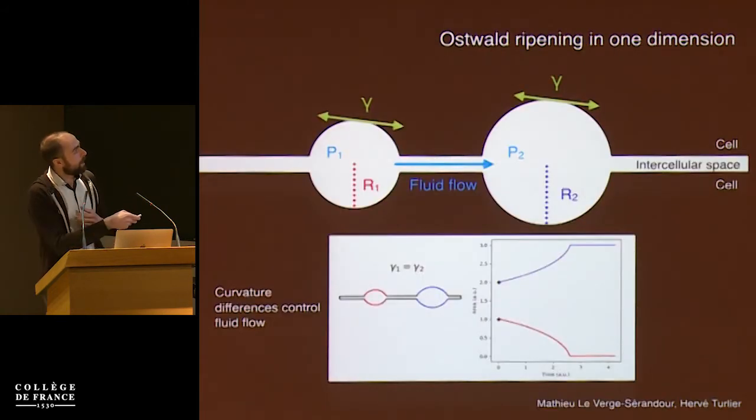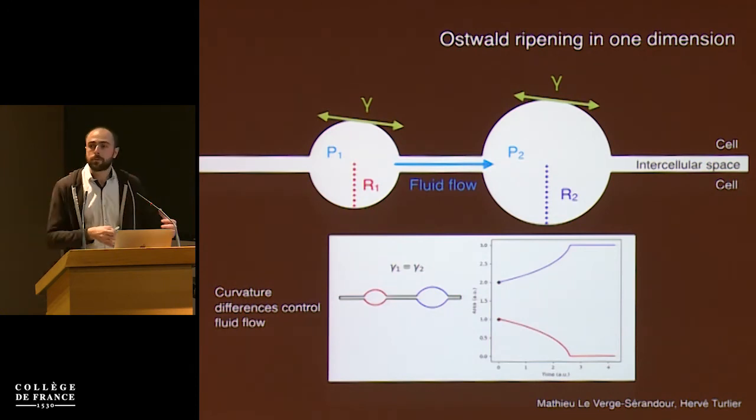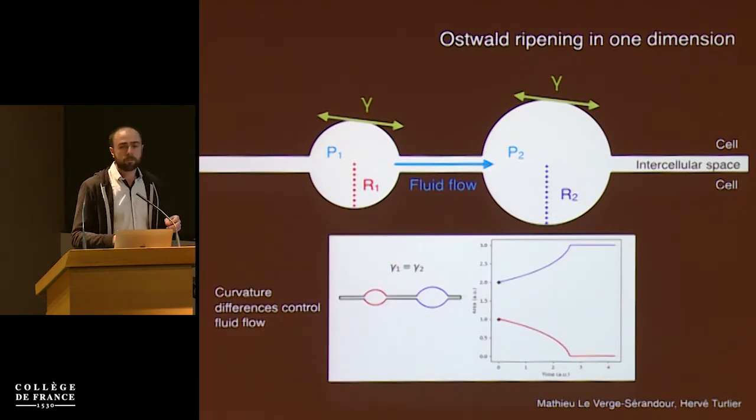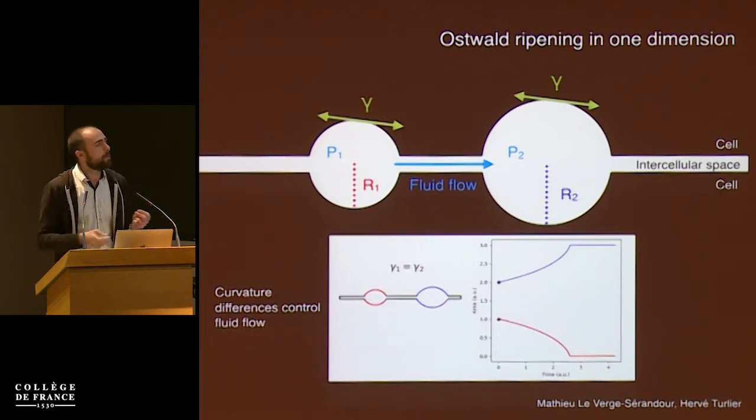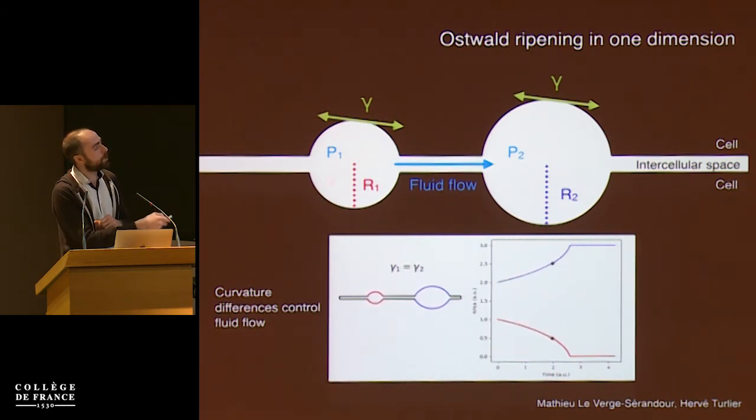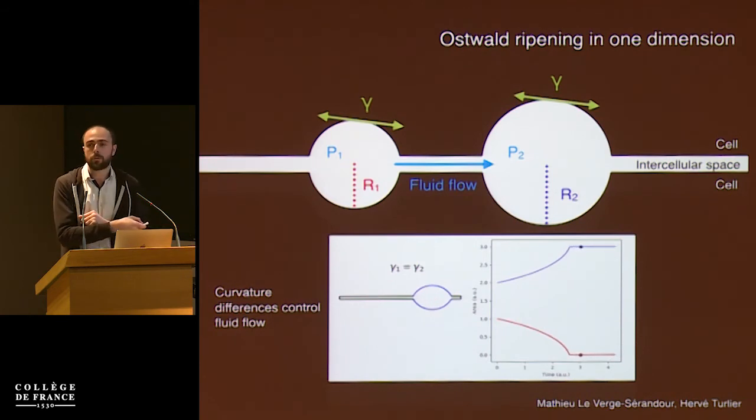So now if you can allow the fluid to flow from one microlumen to another, you can then direct the fluid flow by different means. One is the classical Ostwald ripening way. If you have a homogeneous surface tension in this material, the small one will have a lower radius of curvature and therefore a higher pressure and empty itself into the larger one.